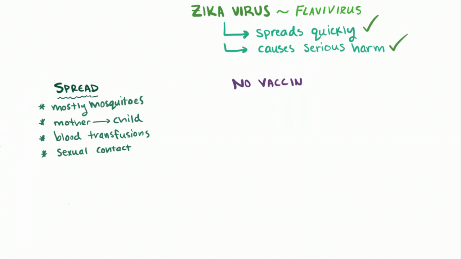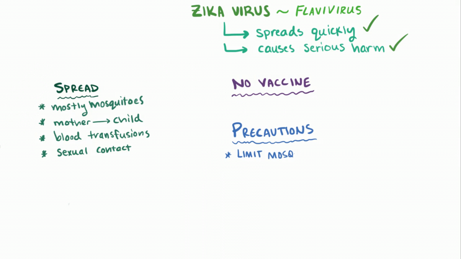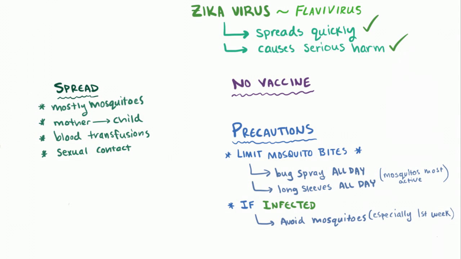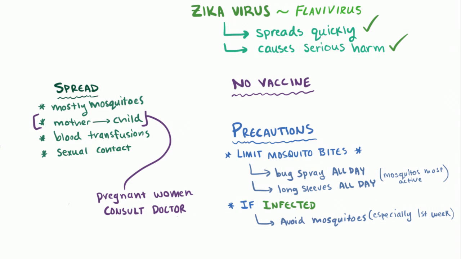Currently, there's no vaccine for the Zika virus, so it's highly advised to take precautions against traveling to areas of outbreak, mostly limiting mosquito bites. So doing things like wearing bug spray all day or wearing long-sleeve shirts and pants, especially during the day when the Aedes mosquitoes are most active. If infected, it's especially important to avoid mosquitoes to avoid spreading Zika virus to others, especially in that first week of symptoms. The World Health Organization currently suggests pregnant women consult their doctor or travel clinic for guidance and recommendations.